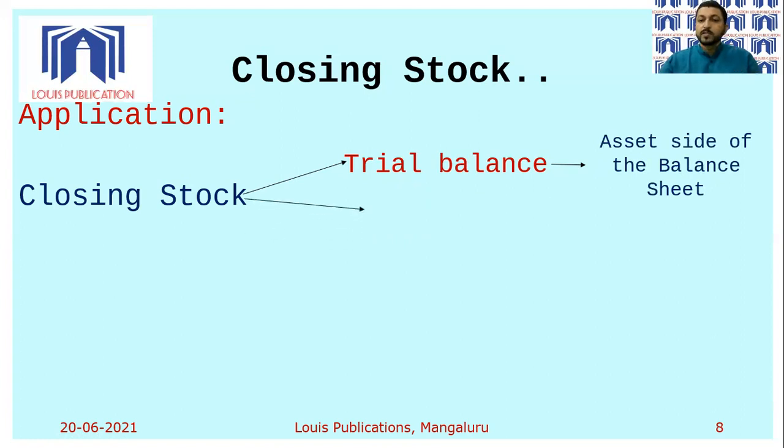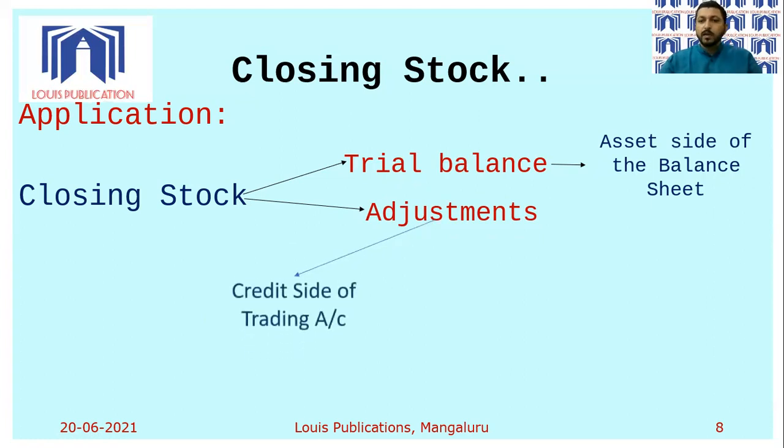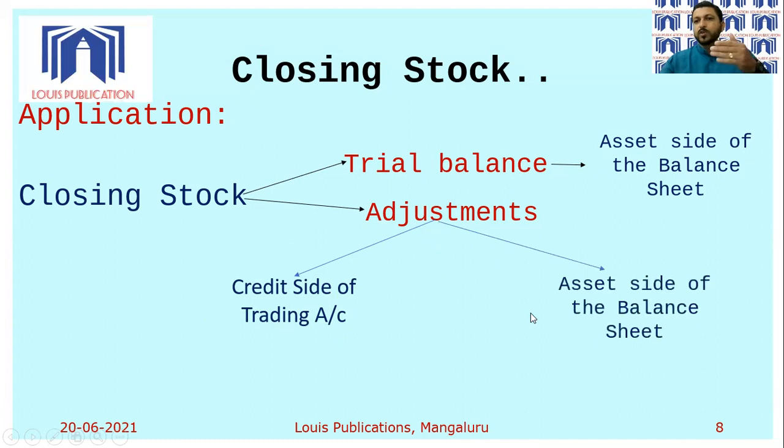But if closing stock is given as an adjustment, we have learned every adjustment will be given two effects. One of the effects for the adjustment will be on the credit side of trading account. We just saw that entry. The entry was closing stock account debited to trading account. So trading account is credited. This is the adjusting entry that we are speaking about. Another effect, as you see over here, will be on the asset side of the balance sheet, because this stock which is unsold this year will become opening stock at the beginning of next year and it will be sold.